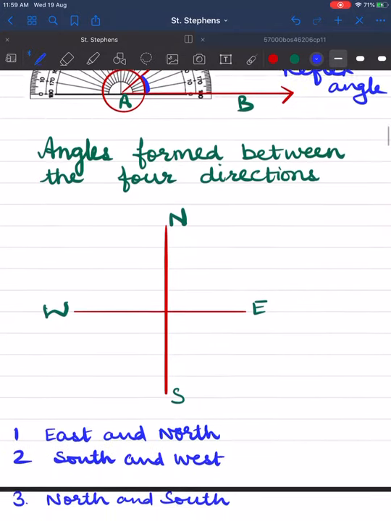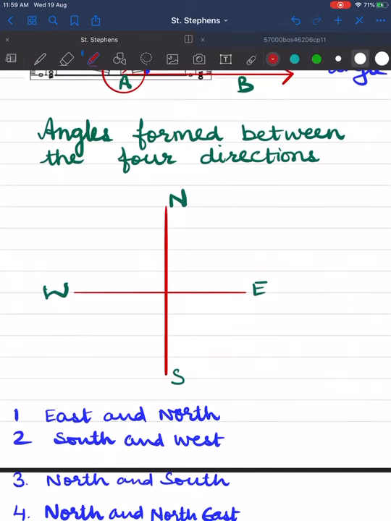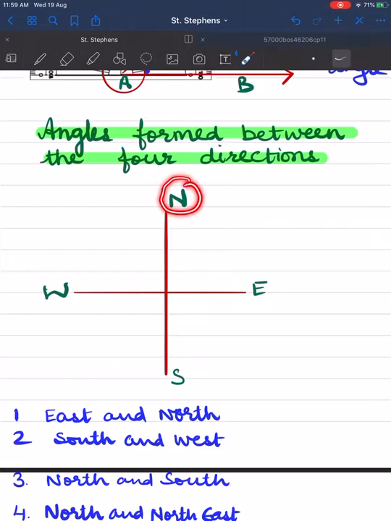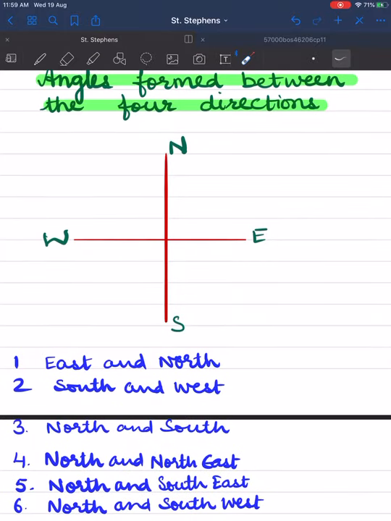Now let's have a look at the angles formed between the four directions. So here we have north at the top, south at the bottom, east on the right and west on the left. Now let's find out the angle between east and north. So here we observe that it is a right angle. So the angle between east and north is 90 degrees.